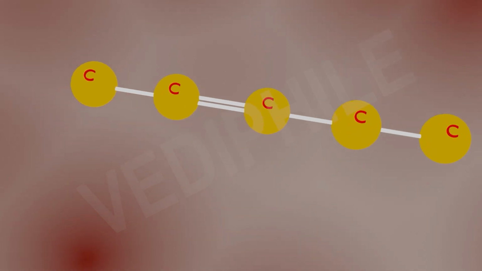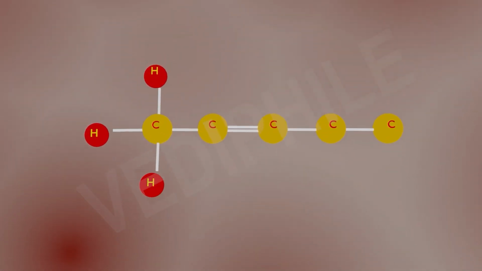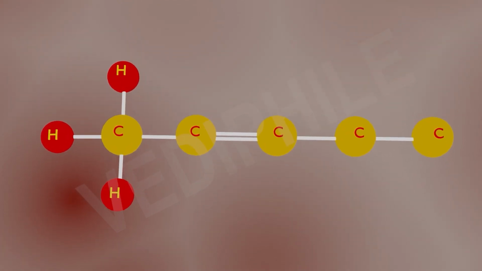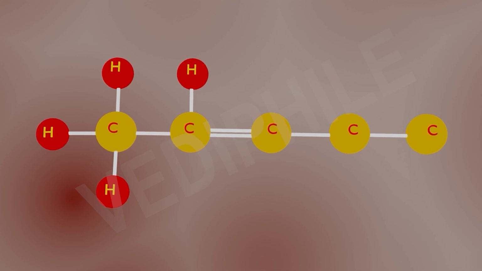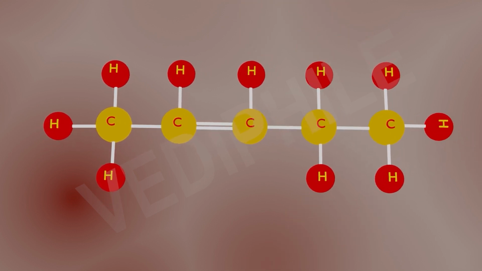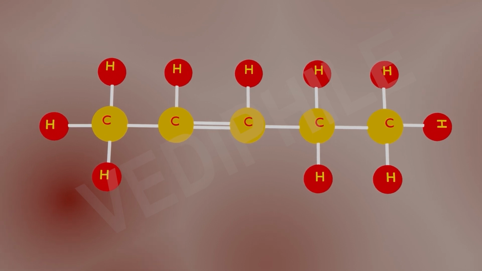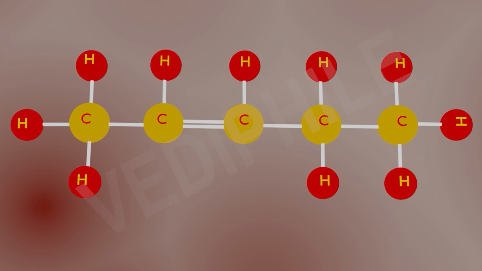In this compound we have 5 carbon atoms. So it is called pentane. But it is having a double bond also. So the suffix -ene will be added in the name of this compound. So -ane is replaced by -ene. So it is called pentene.